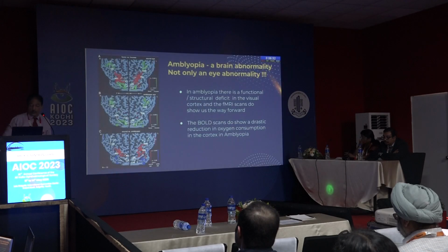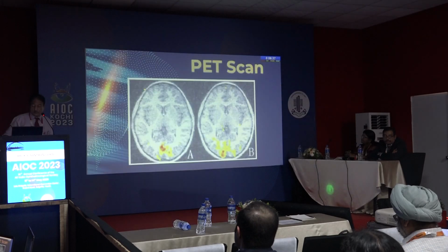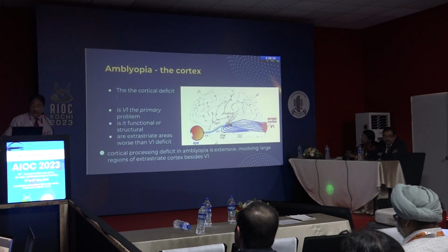Now, a BOLD scan shows that in amblyopia there can be some problem with the blood supply of the area when the amblyopic eye is looking at the object. That side of the brain is not working or is working less. Even a PET scan shows the same thing. So you can see how one small eye can cause vast changes in the brain if it does not send impulses to the brain properly.